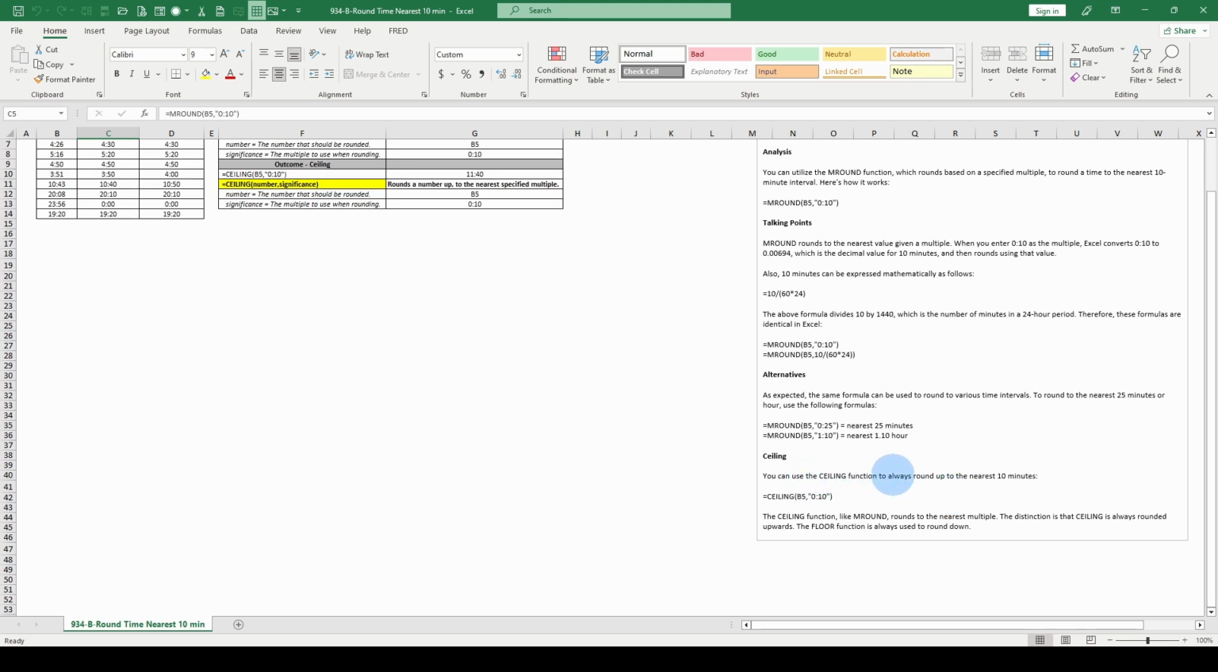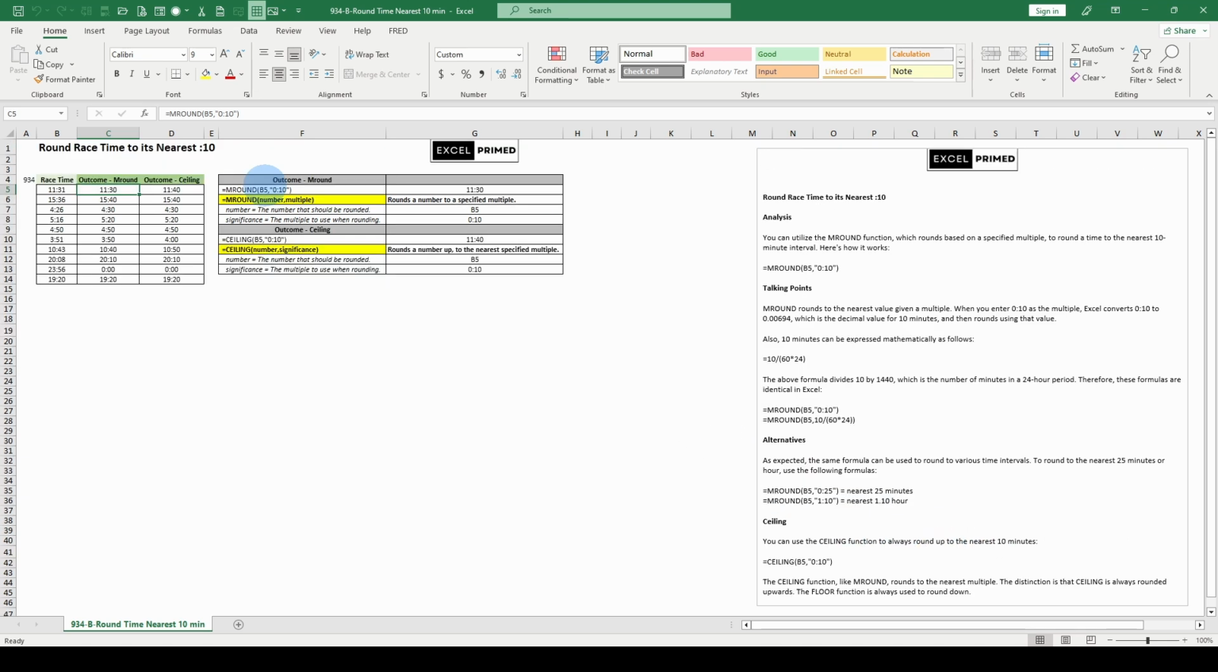You can use the ceiling function to always round up to the nearest 10 minutes. Rounding up: CEILING(B5, 10 minutes). The ceiling function, like MROUND, rounds to the nearest multiple. The distinction is that ceiling is always rounded upwards. The floor function is always used to round down.